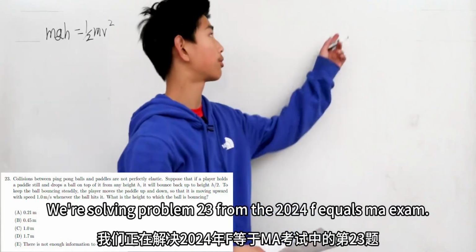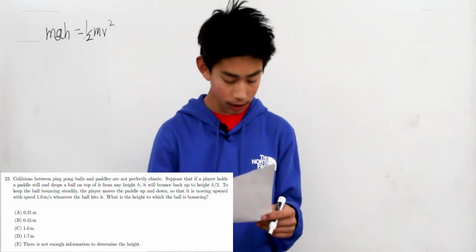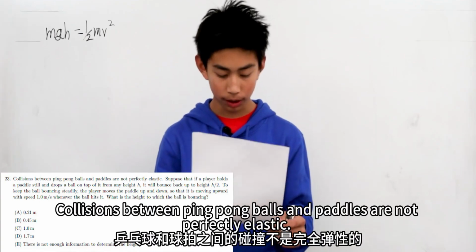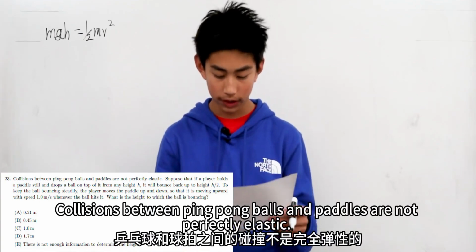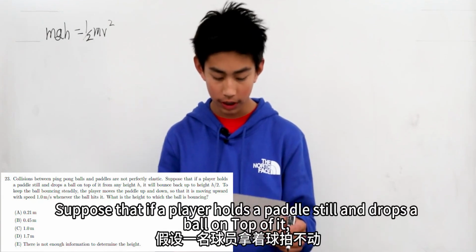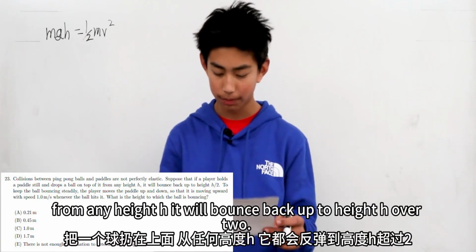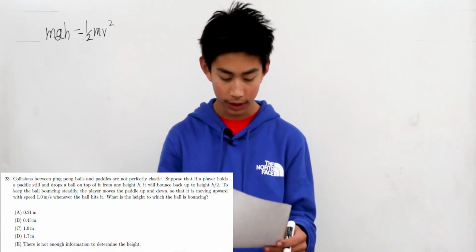We're solving problem 23 from the 2024 F equals MA exam. Collisions between ping pong balls and paddles are not perfectly elastic. Suppose that if a player holds a paddle still and drops a ball on top of it from any height h, it will bounce back up to height h over 2.